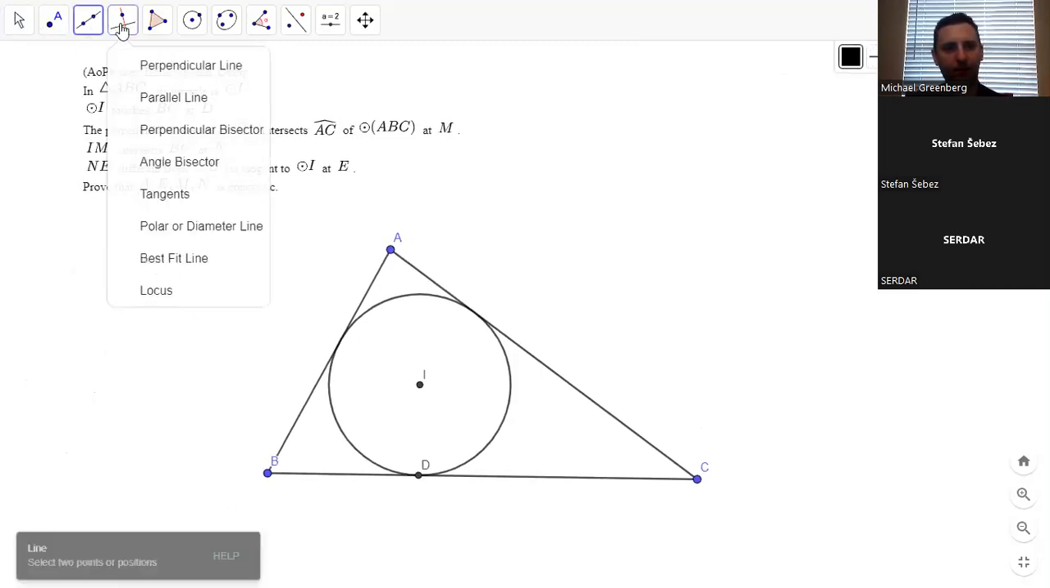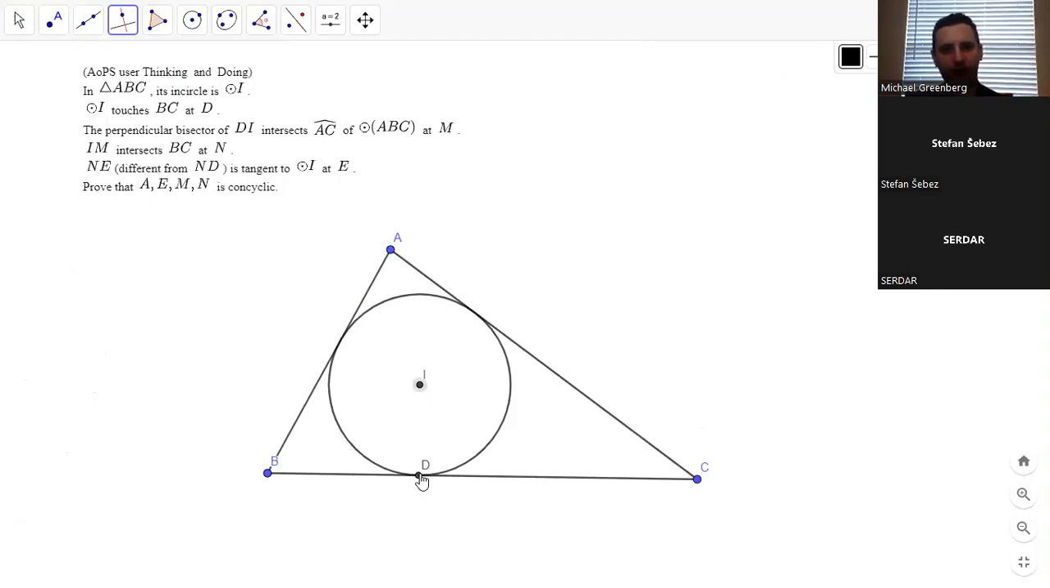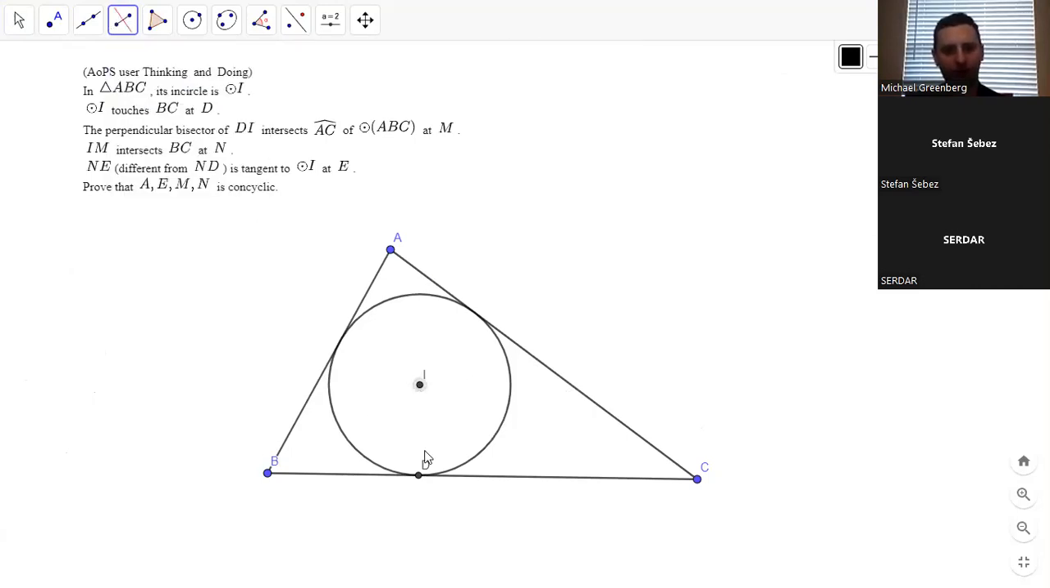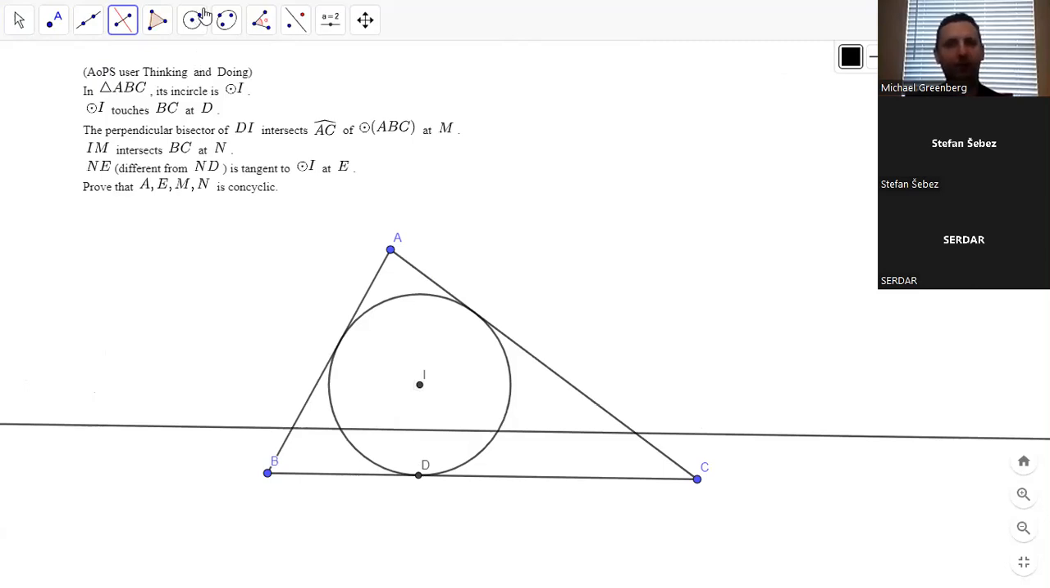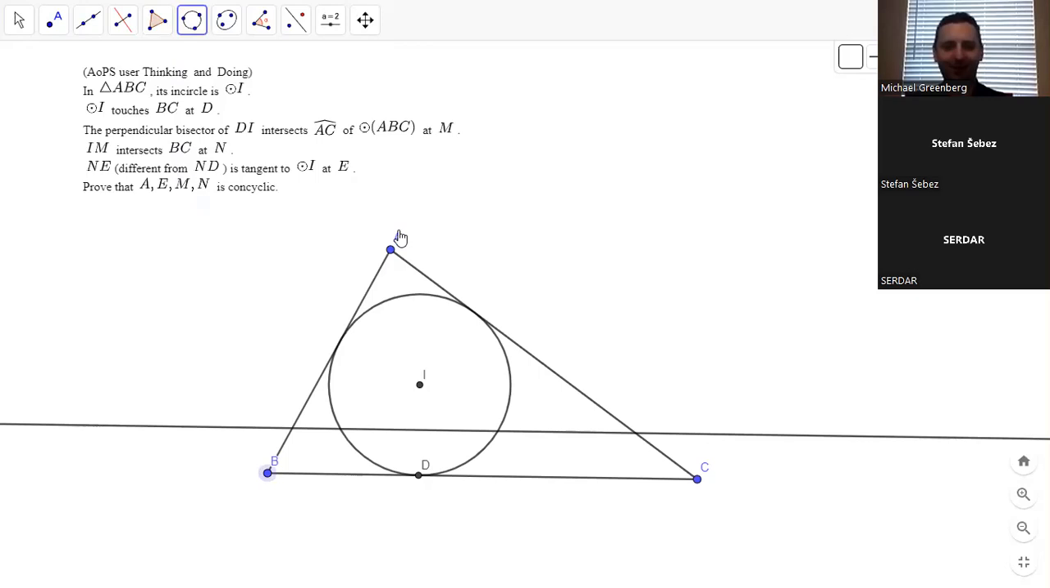Then we draw the perpendicular bisector of DI. Oh, whoops, that's just the perpendicular line. We want the perpendicular bisector. This looks a little bit familiar, but I've done so many problems on my channel that I feel like everything looks a little bit familiar.